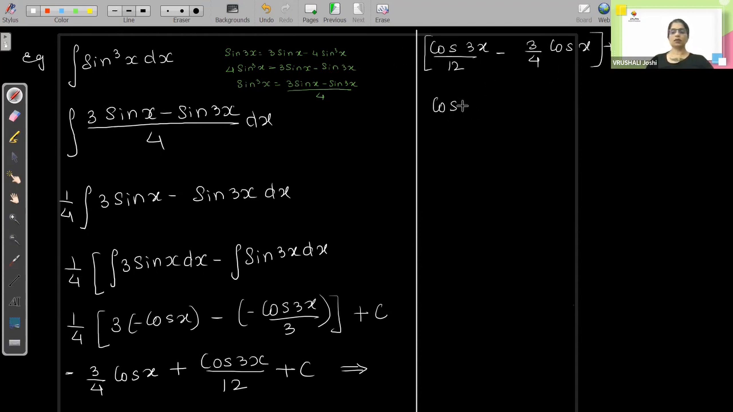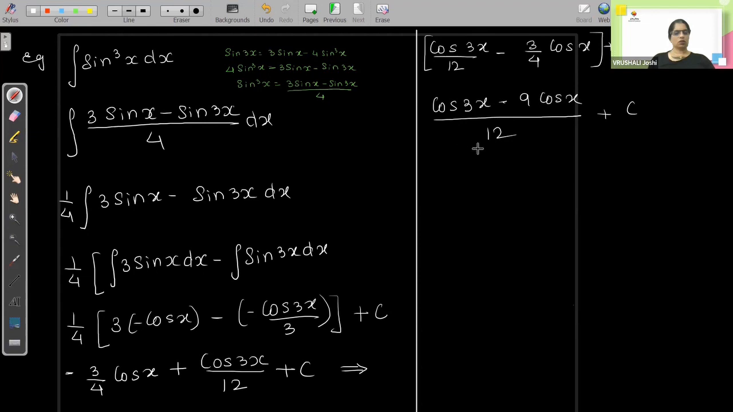If you take the LCM, it is going to be 12. So this is going to be minus 3x and this is going to be 9. Correct? 3 3s are 9. So it's going to be 9 cos x divided by 12 plus c. Right? So here 12.